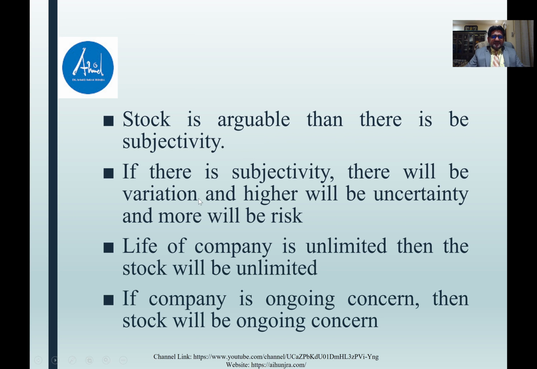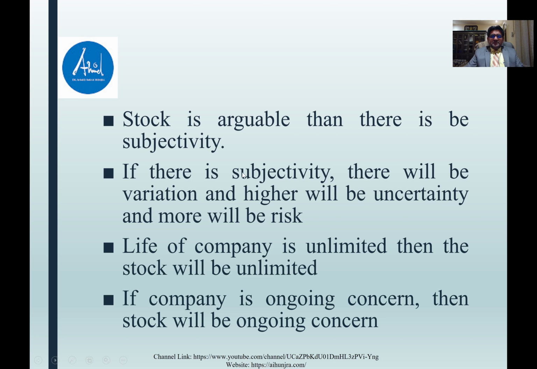What does it mean, the variation? Variation between fair price and market price per share. There is variation between actual value, market price per share, and estimated value or fair value. If there is variation, then we can name it uncertainty. Higher will be the uncertainty, then more will be the risk.